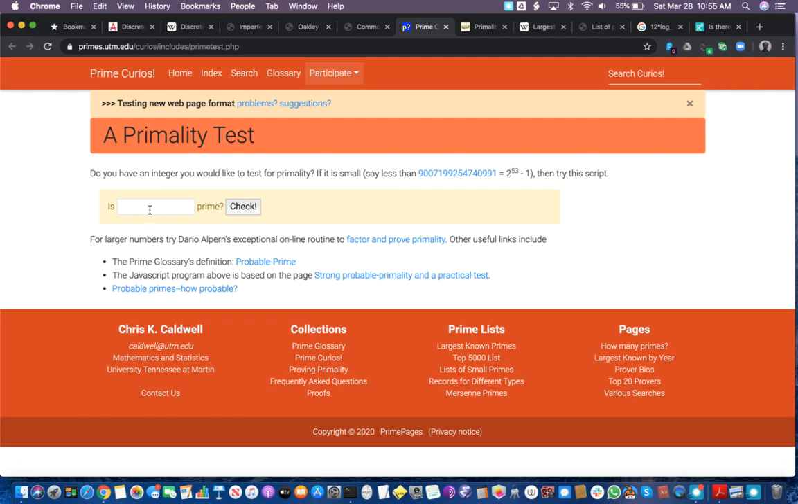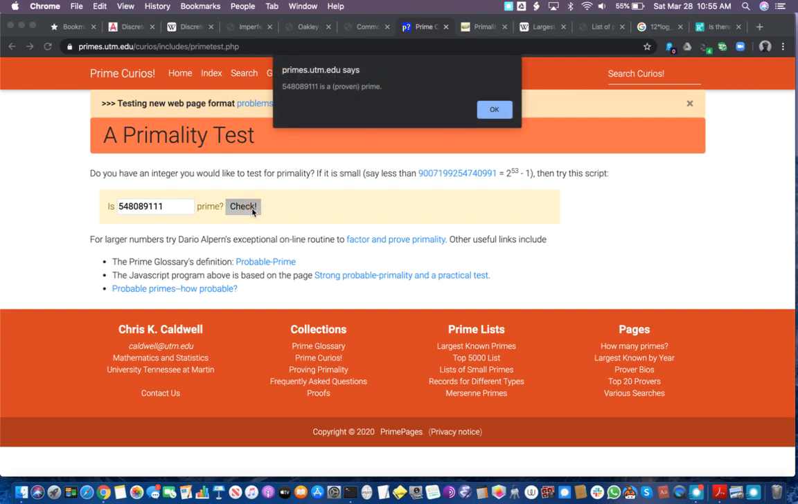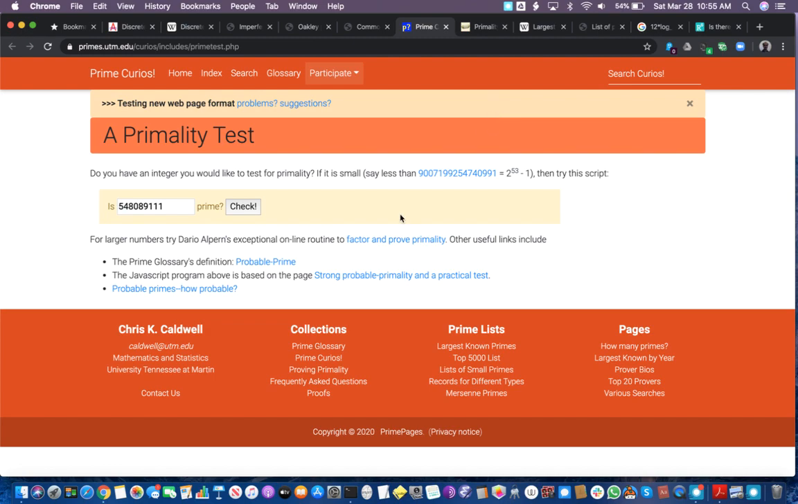You can find primality tests on the internet. So you want to test some number as prime, you can type it in and it should check for you. And it says this is a proven prime. Okay. Why doesn't this solve our problem? Well, you see the little caveat up here. It says I can only test things up to here.